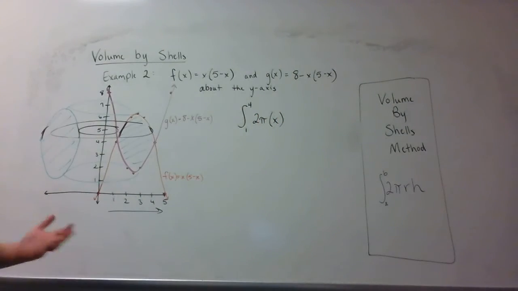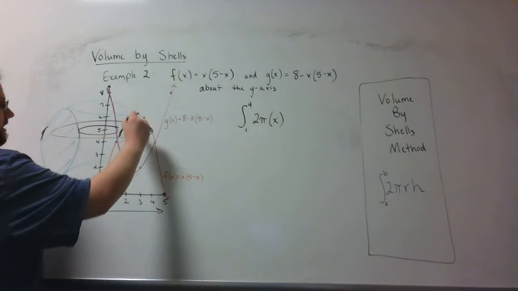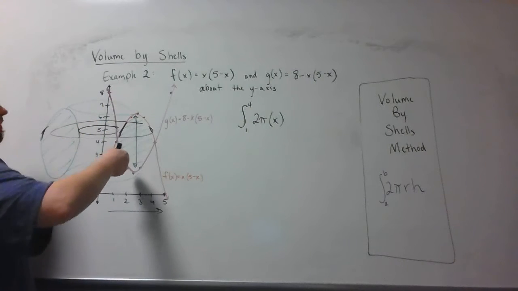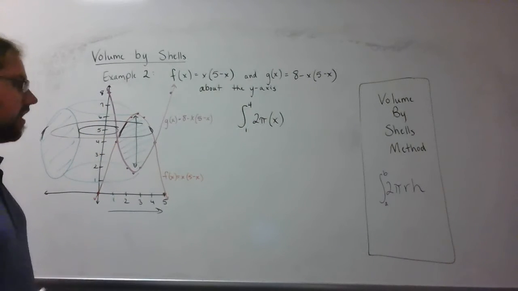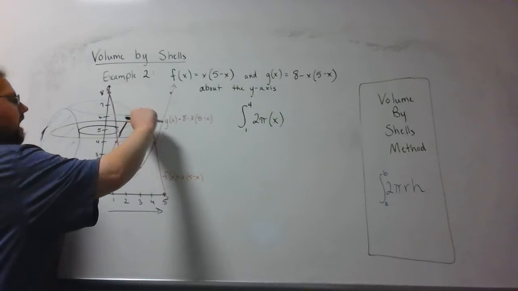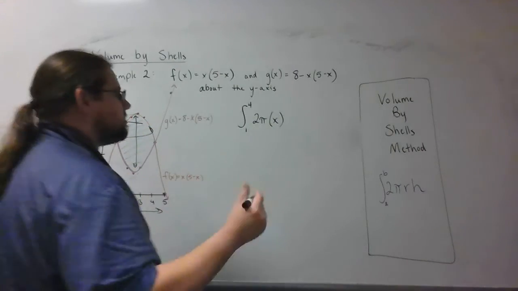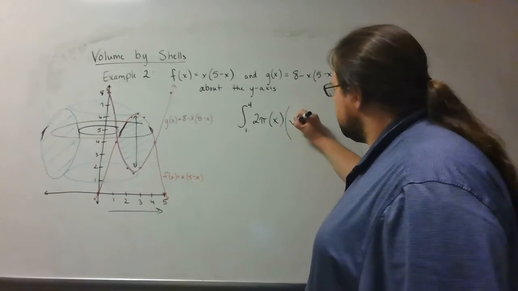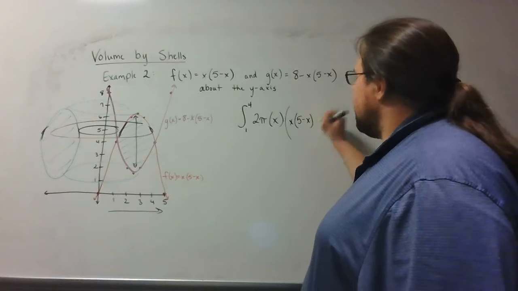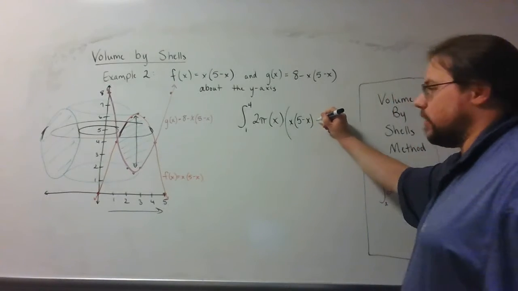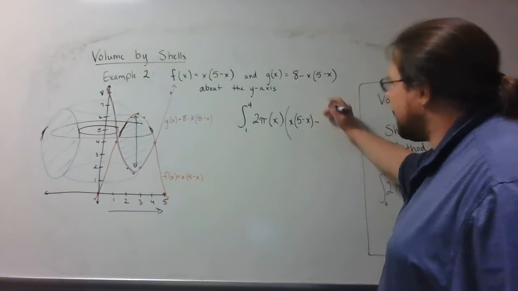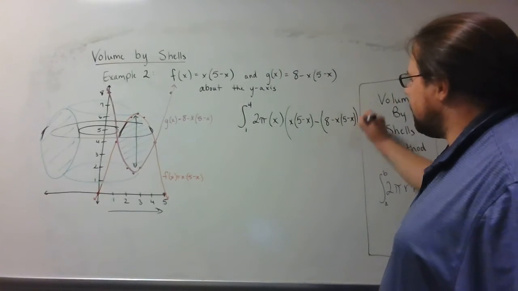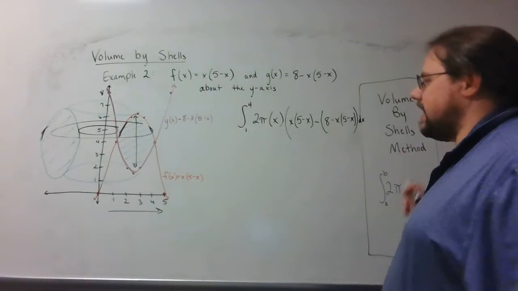And so now what I need to do is figure out the height of these so-called cylinders. So what I'm going to do is treat this like I would the area of a region problem, where I take the top one and I subtract the bottom one from it. So that's why this one's a little bit different. Notice the top one here is the red function, which is x times 5 minus x. And again, we're going to treat this like a region between two curves. So I'm going to subtract this other function, 8 minus x times 5 minus x. And I'm going to treat all of that together and try to solve it.